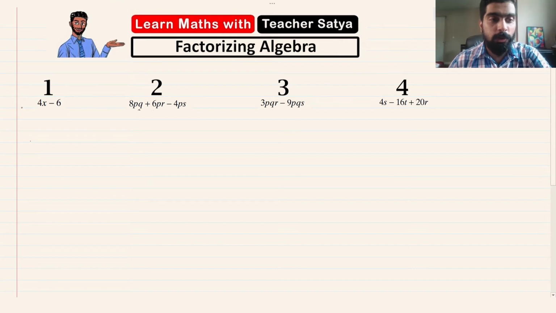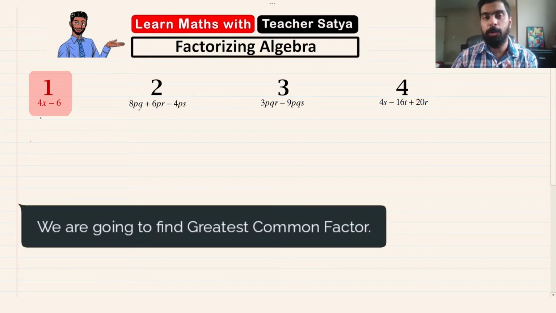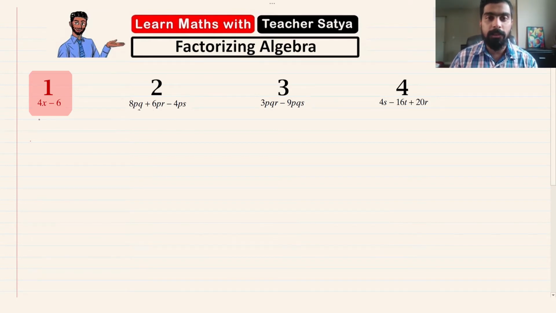So the first one, what we have is 4x minus 6. Now we are going to find the greatest common factor of both of these terms, starting with the number. So the greatest common factor of 4 and 6 is going to be 2, right guys? So we will be putting 2 in front of the bracket. And if we take a look at it here, we only have x in the first term and there's no x in the second term, right guys? So x will not be disturbed at all.